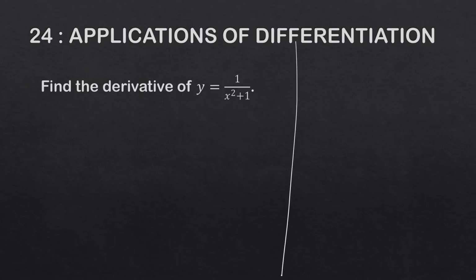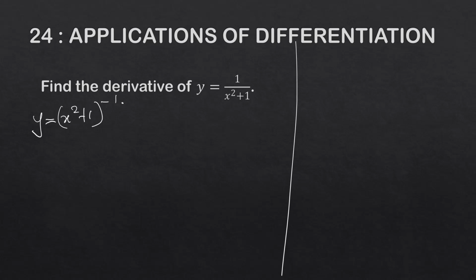I say find the derivative of y equal to 1 over x squared plus 1. If I express this as a quotient, I can use the quotient method to solve this. Or I will not solve it as a quotient. See what I will do. I'm going to say that y is going to be equal to x squared plus 1 all raised to power minus 1.